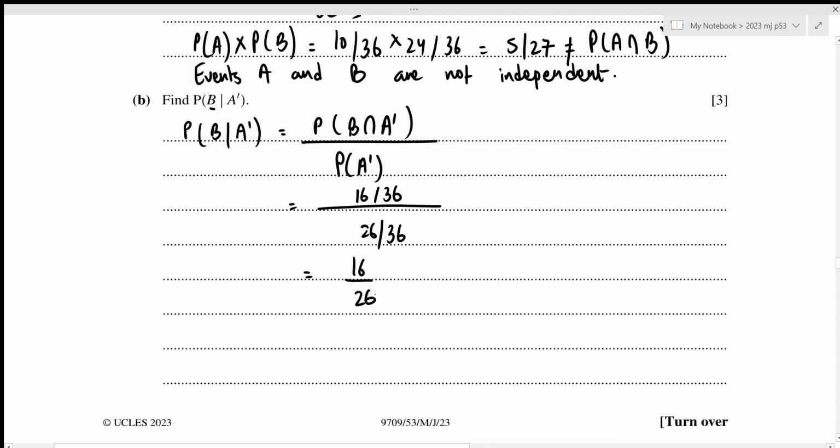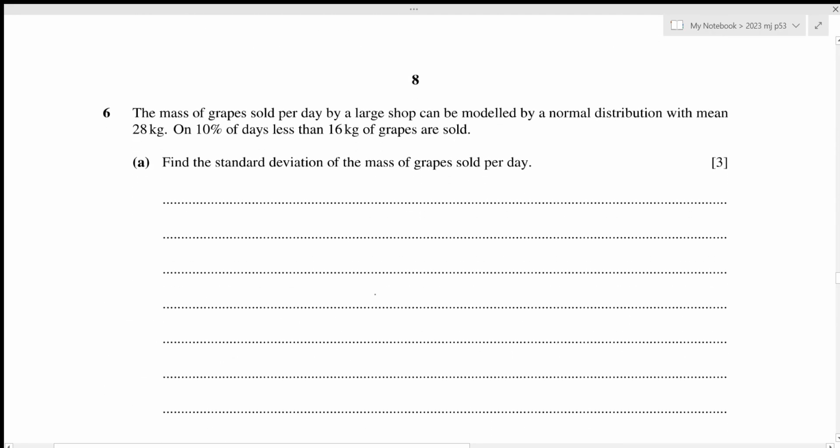Let's move towards the next one. Now for the sixth question, the mass of grapes sold per day by a large shop can be modeled by a normal distribution with mean 28 kg. So let us assume that the mass of grapes sold per day by a large shop is denoted by X. This means that X follows a normal distribution with mean 28 kg, and we do not know the value of our standard deviation in this case. On 10% of days less than 16 kg of grapes are sold, we need to find the standard deviation of the mass of grapes sold per day.